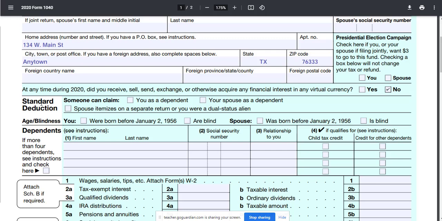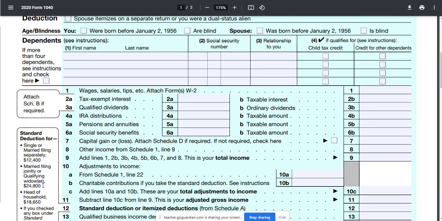Now let's go to age and blindness. We were not born before January 2nd, 1956, and are not blind. For William, he does not have any kids. I will let you know when you have kids, and I'll give you their information. So now let's go on. We're done with the dependent section. We're going to go on to the first question.